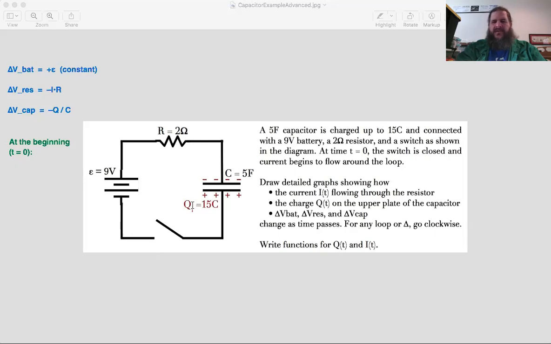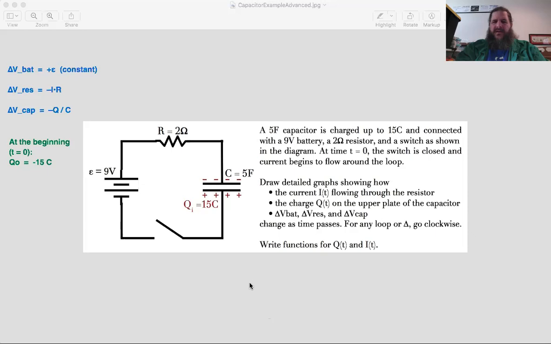Yeah, we know the capacitor starts with 15 coulombs of charge. We've got to be careful about sign, though. The instructions here are to graph the charge on the upper plate of the capacitor. At time 0, what's the charge on the upper plate? Yeah, so we should write this as negative 15. Q of 0 equals negative 15. I'll call that just Q sub 0, since it's the charge at time 0. So the initial charge on the top plate is negative 15 coulombs.